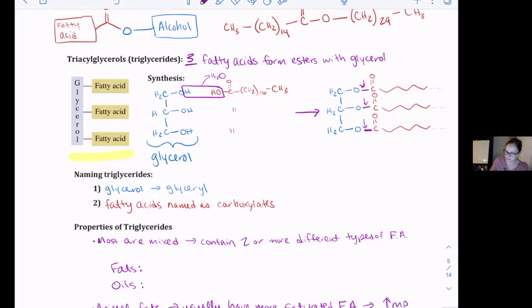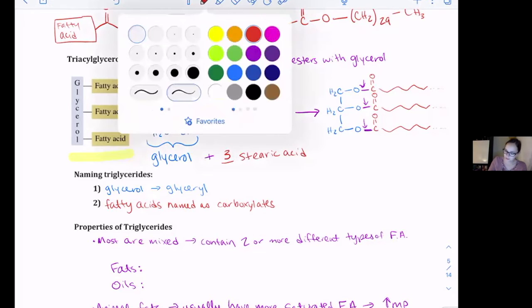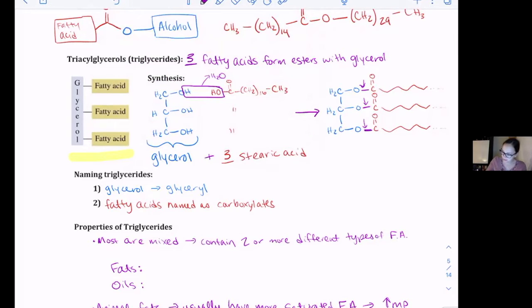So in this one, we'll have glycerol plus three stearic acids. Now we have three new ester bonds, and this is our triglyceride, or triacylglycerol.